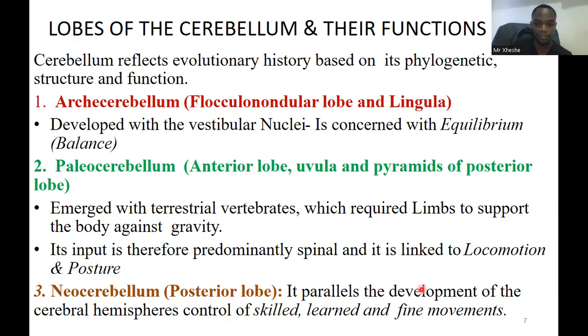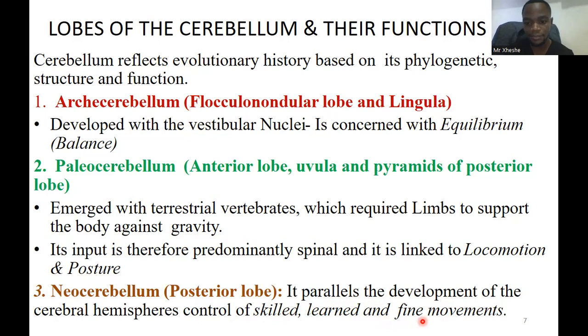The neocerebellum now, the majority of the posterior lobe, you find that it is involved with control of skilled, learned, and fine motor functions. For example, tying a shoe. That is a learned skill. It seems automatic. When you're given a shoe, you can easily tie it. Writing. All those are learned skills. Drawing, like artists. Then another fine skill, for example, knitting.